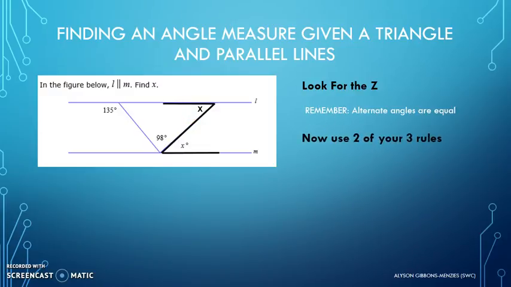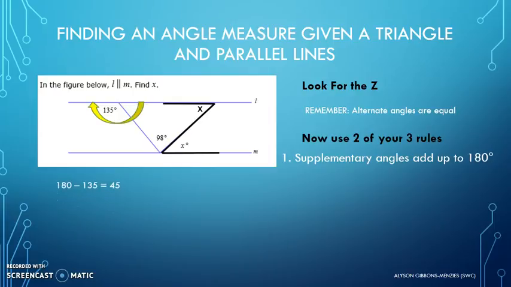Now we're going to use two of the three rules that we've learned to find the angle X. The first rule we learned is supplementary angles add up to 180 degrees. There's our supplementary angle 180. So 180 minus 135 equals 45. So the missing angle there is 45.